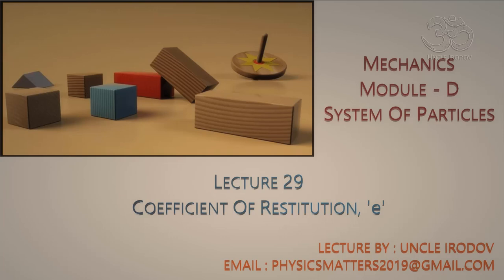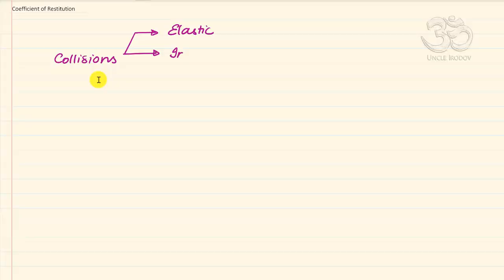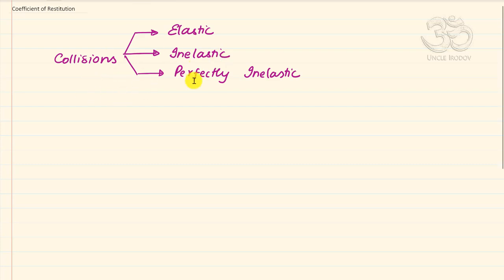So collisions can be classified into three kinds. There is a perfectly elastic collision, then there is inelastic collision, and then you have got a perfectly inelastic collision. So these are three different kinds of collisions that we saw in the previous class. We saw the mechanism of a collision, how does a collision proceed, and we saw that in all these three kinds of collisions there will be a deformation stage.